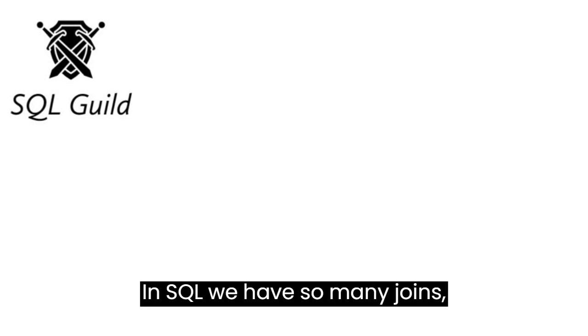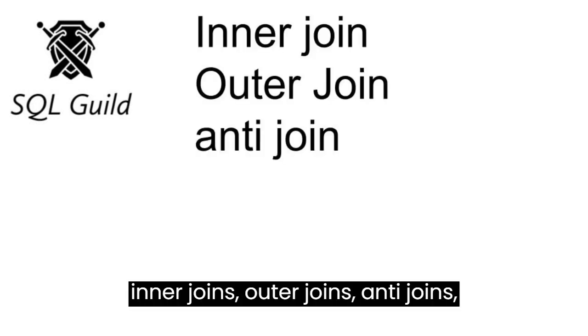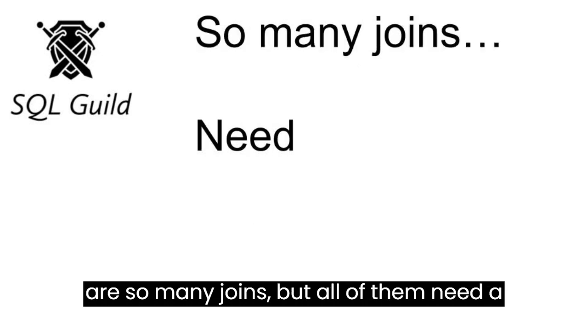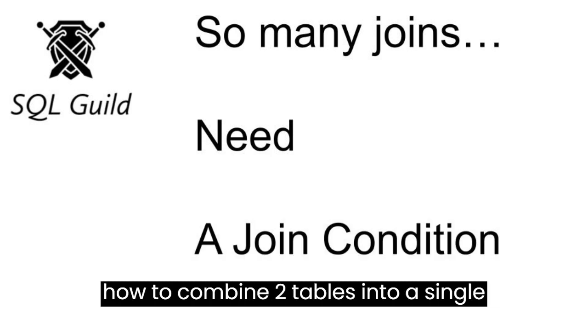In SQL, we have so many joins. Inner joins, outer joins, anti-joins, self-joins, and natural joins. There are so many joins, but all of them need a join condition. Join conditions tell us how to combine two tables into a single table.